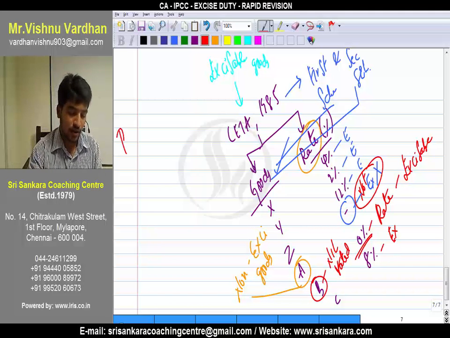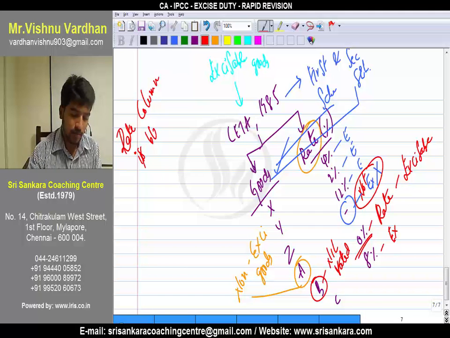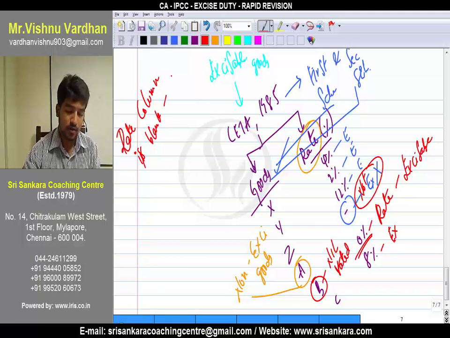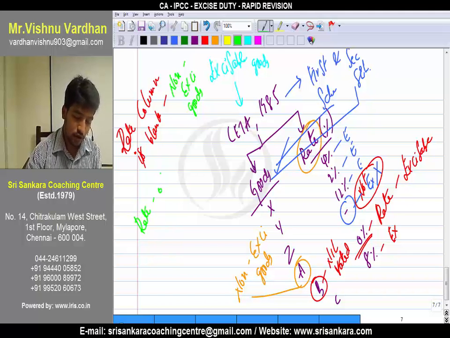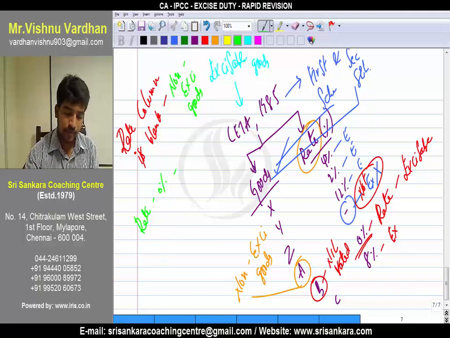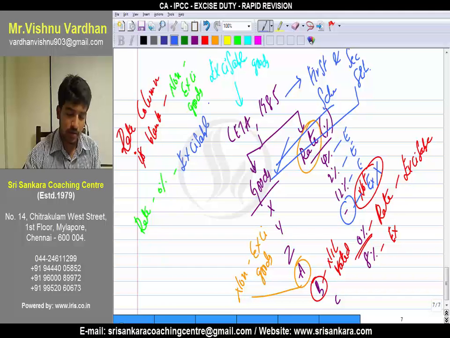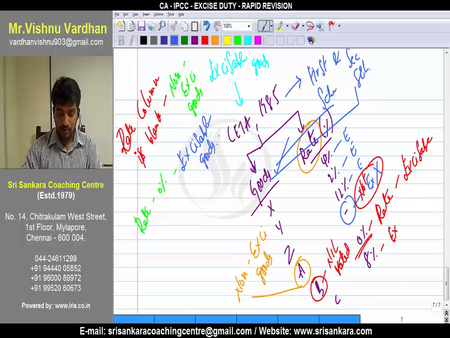So with this we can conclude that if the rate column is blank, the goods are non-accessible goods. But if the rate given is 0%, then they are accessible goods. Clear? So that is the concept here.